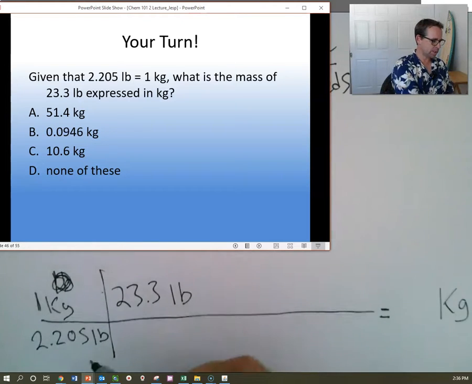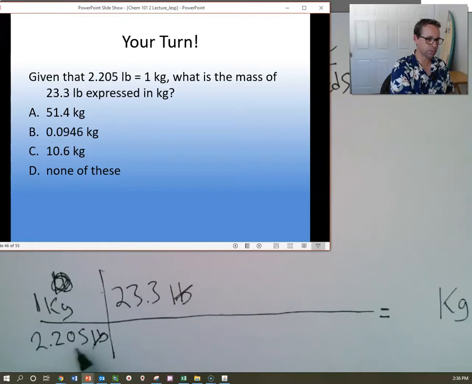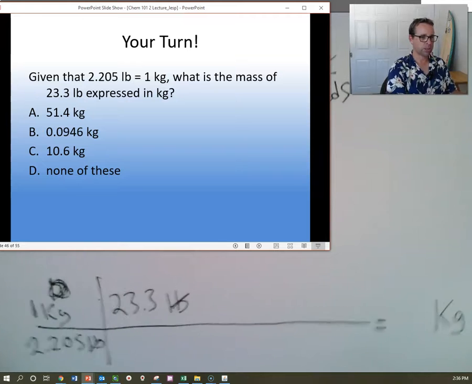Excellent. So we can see through this little setup that we have that the pounds drop out, and 23.3 divided by 2.205 is the appropriate math to get us to our kilograms. Okay? Very good.